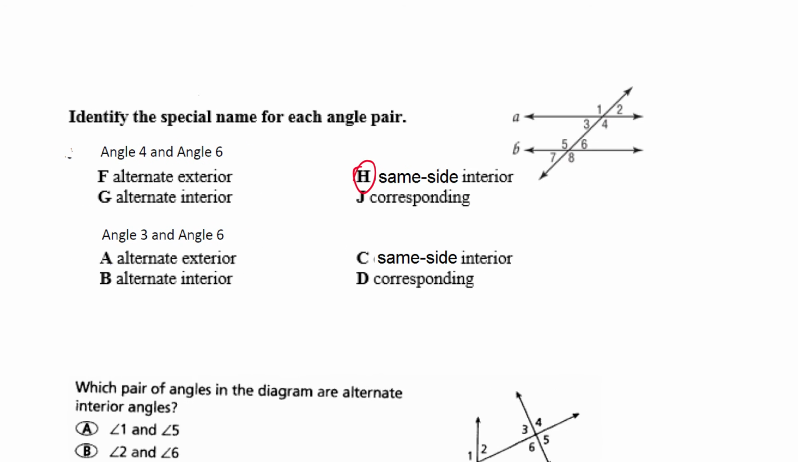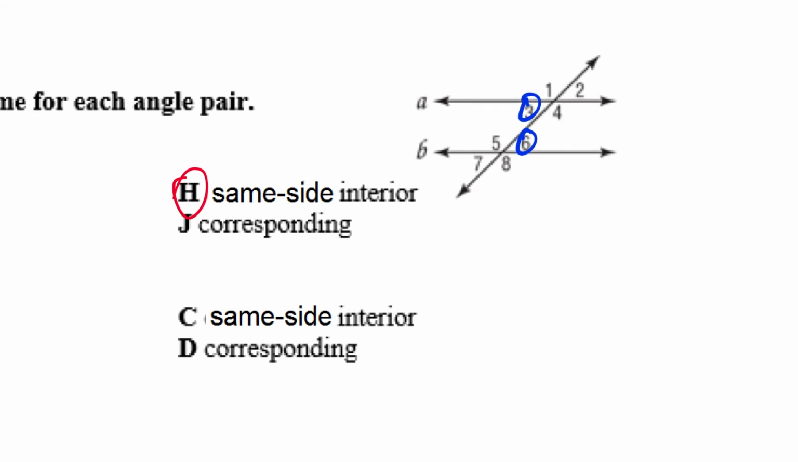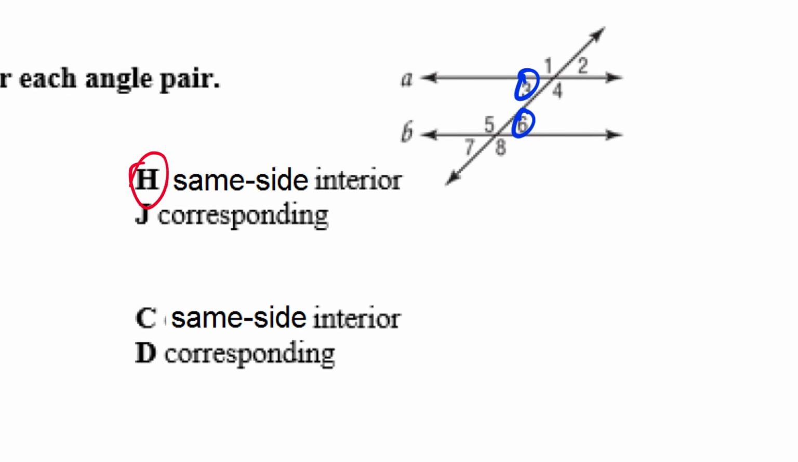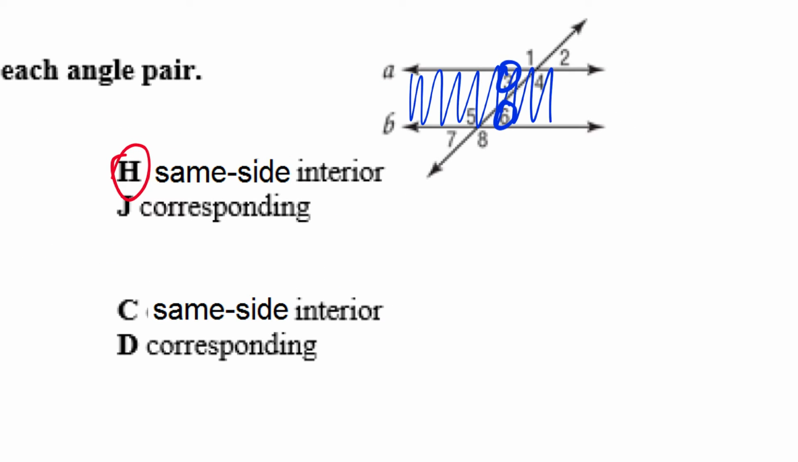Okay, next, what's 3 and 6? Alternate exterior. Okay, notice that both of those, again, are on the inside. They're interior, but these are on opposite sides. Like, angle 3 is on the left side of the transversal, angle 6 is on the right.